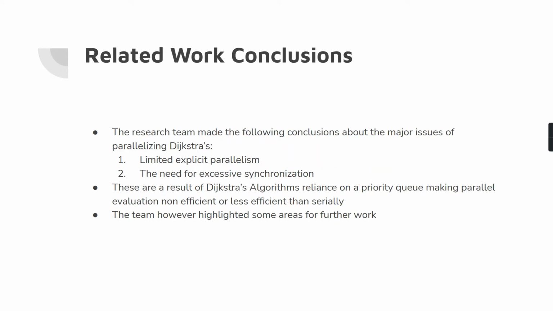Conclusions for related work. The research team made the following conclusions about the major issues of parallelizing Dijkstra's: limited explicit parallelism and the need for excessive synchronization. These are a result of Dijkstra's algorithm's reliance on a priority queue, making parallel evaluation non-efficient or less efficient than serial. The team, however, highlighted some areas for further work.